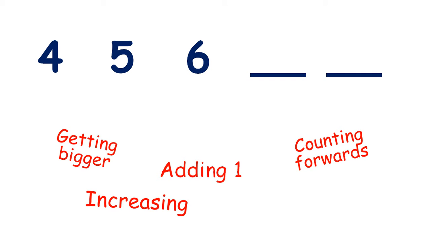We can say that the numbers are increasing by 1 each time, which is a fancy word for getting bigger. Or we can use another fancy word and say that the numbers are ascending by 1 each time, or the numbers are in ascending order. So there are lots of different words that we can use.